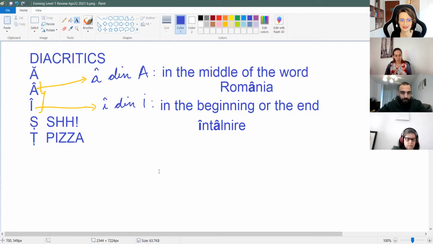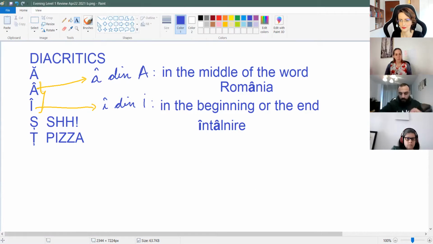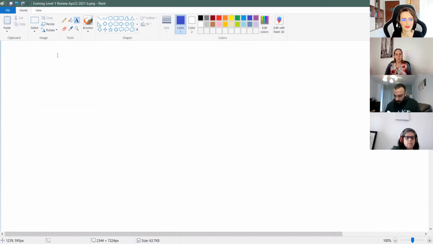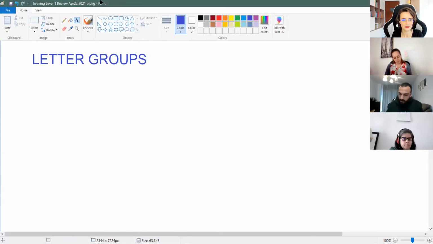Sh, and s. Good. What was the next subject? Now that you know the diacritics, what else do you need to know in order to spell? Oh, the letter groups. Right. And what are the letter groups? You could roughly divide them in two categories. Can someone tell me one letter group?